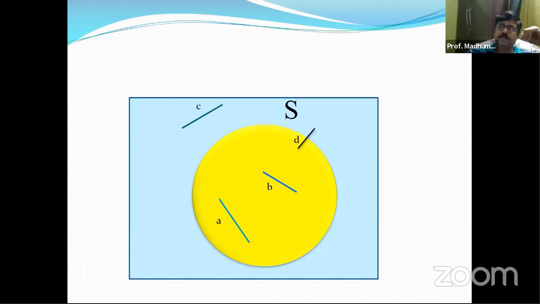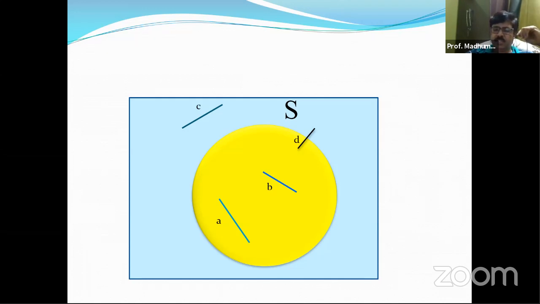D. See that the line segment D is partially inside the set or partially outside the set. And here is a question: does D belong to the set S or does D not belong to the set S? So this is a big question. But in our conventional set theory, we never deal with this kind of situation, partial belongingness. So we can say that D partially belongs to the set S.